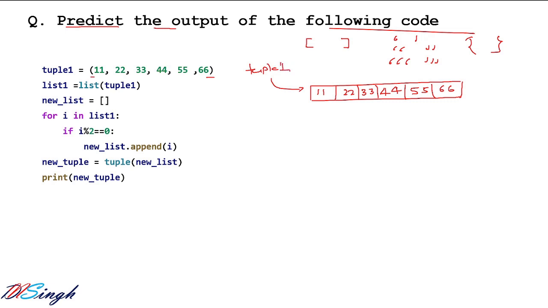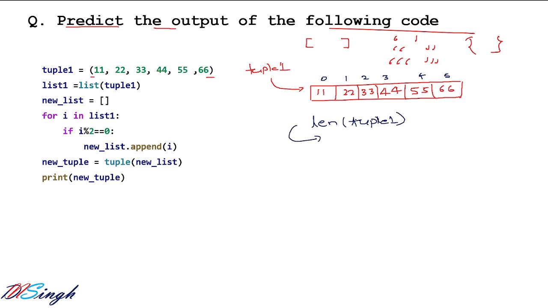tuple1. Each sequence will have two types of indexes. The first one is the forward index and the next one is the backward index. So we will write the forward index here: 0, 1, 2, 3, 4 and 5. If we get len of this particular variable tuple1, what will be the return value of this statement?